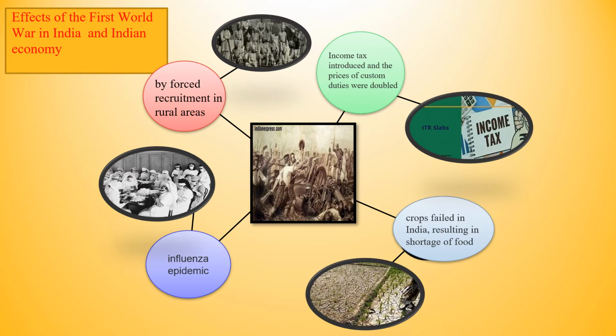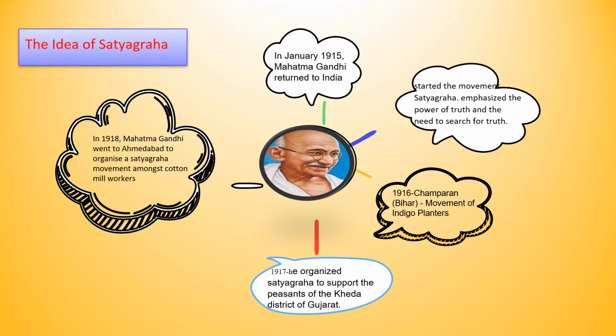Due to bad harvest, the crops failed and this resulted in food shortage. The spread of influenza killed many people in India. Lastly, many Indian young men were forced to join the British army to fight the war. Because of these reasons, the Indians got annoyed with the British, and this led to a discontentment in the minds of the Indian people.